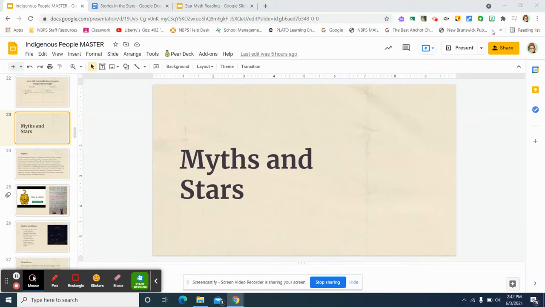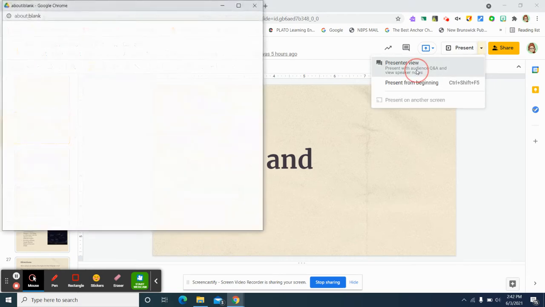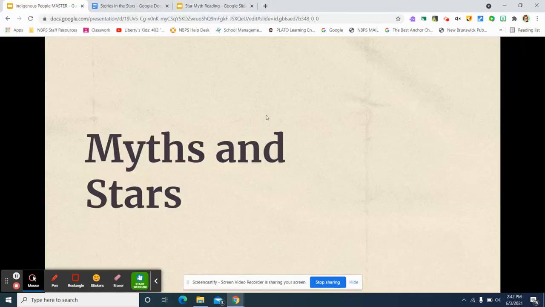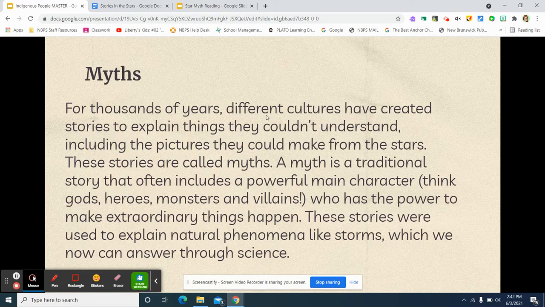Hello. So today on this lovely Monday, we're going to be talking about myths and stars. So let me present. So a myth is a story, right? For thousands of years, different cultures have created stories to explain things that they couldn't understand. These are called myths. This included pictures that they made from the stars.